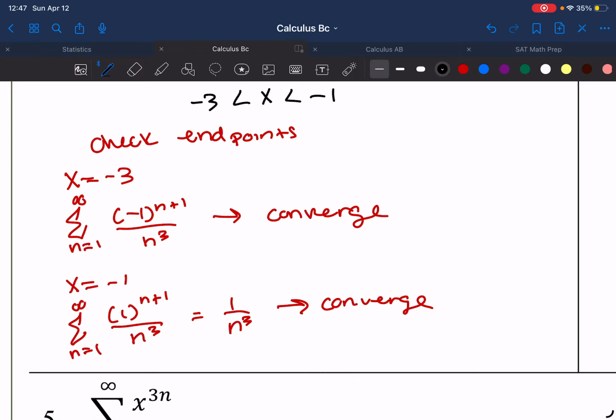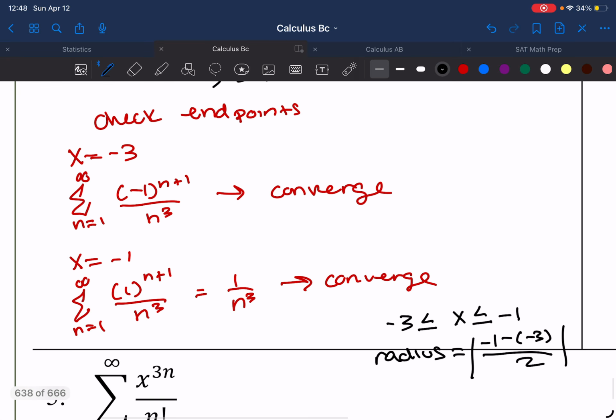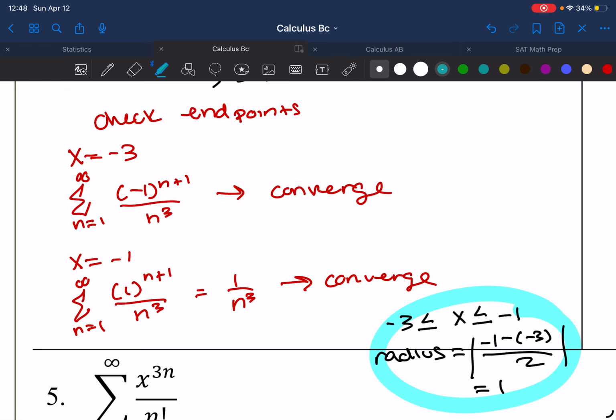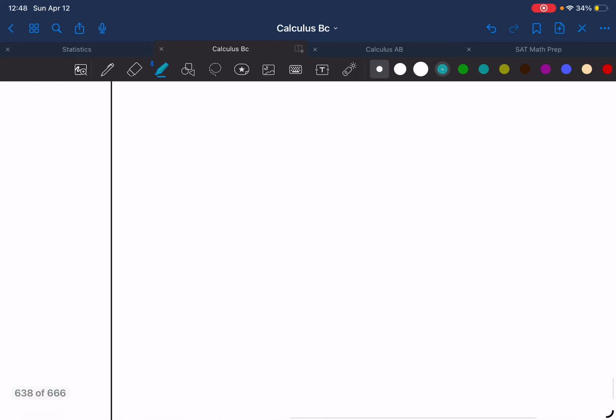So my answer is going to be negative 3 is less than or equal to x, less than or equal to negative 1. And then I just need to find my radius, which is still the absolute value of the upper bound minus the lower bound over 2, which gives me 1. Okay, this is my answer. Okay, next example.